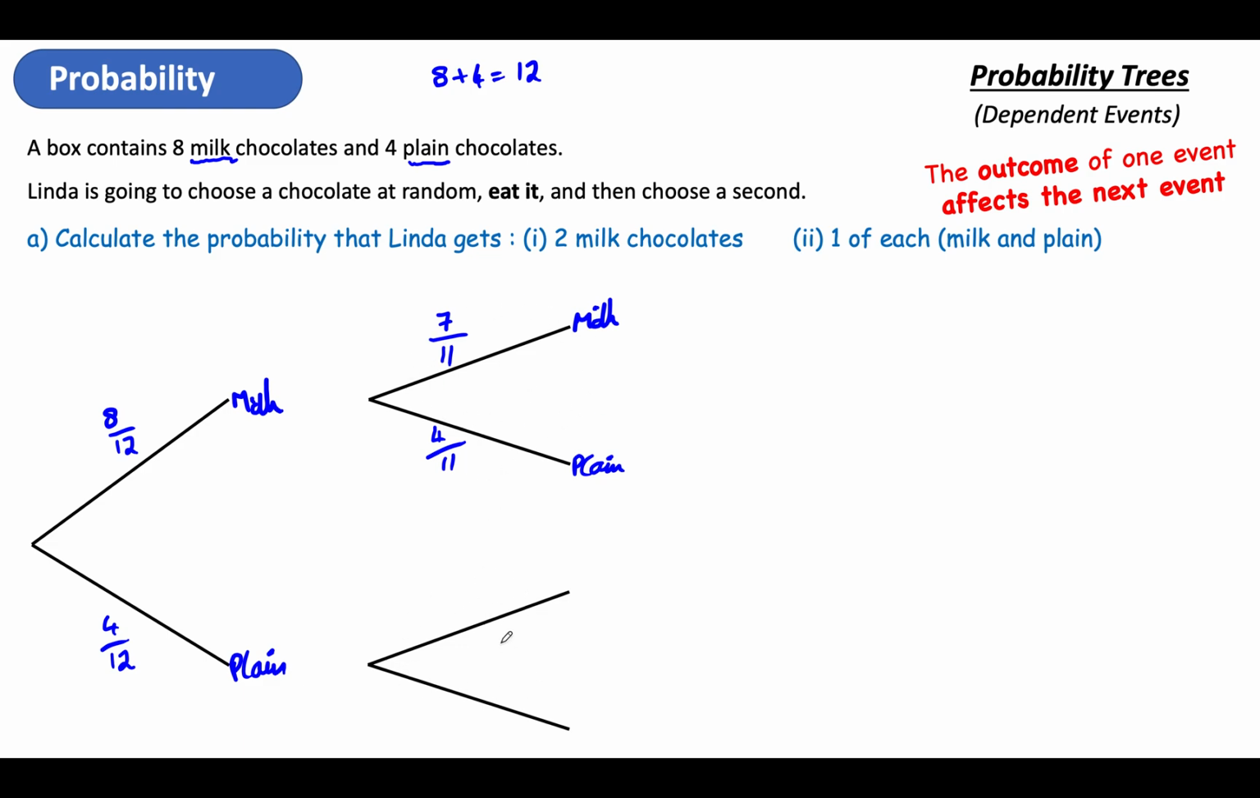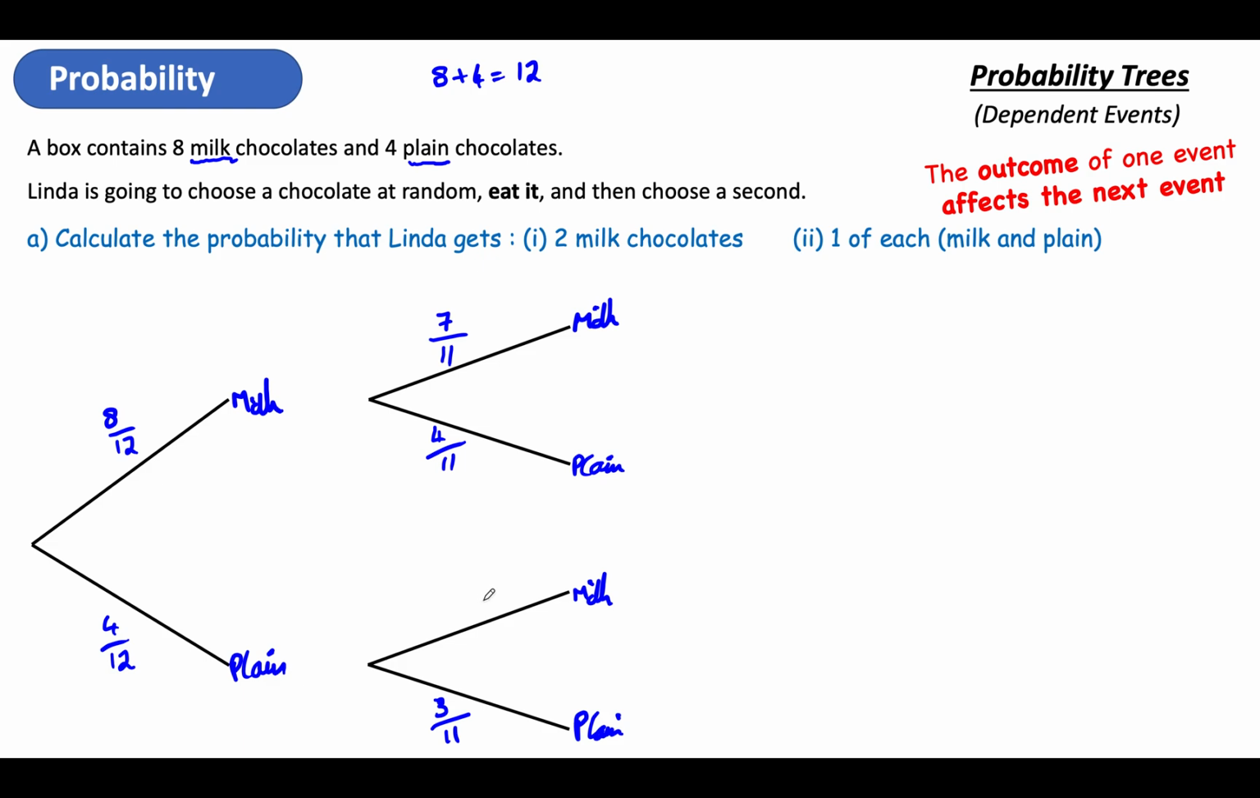Let's do the bottom set of branches. Now we've got 2 options, which are milk and plain. Now, if we've ended up on these bottom branches, we've obviously come down this route. That means that we've got a plain chocolate. We had a 4 in 12 chance of getting it, and we got that. So we've got a plain chocolate. That means there's 1 less plain chocolate. So instead of 4, because she ate it, there are now 3 out of 11, because there's obviously one less chocolate again.